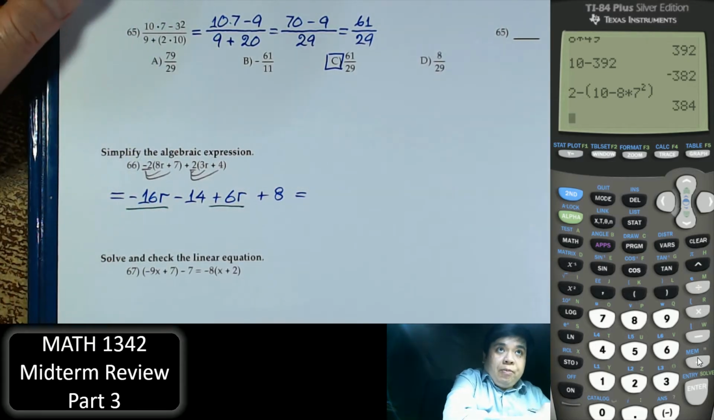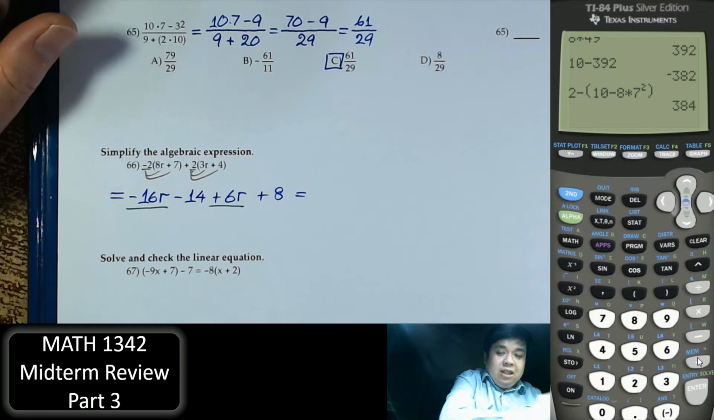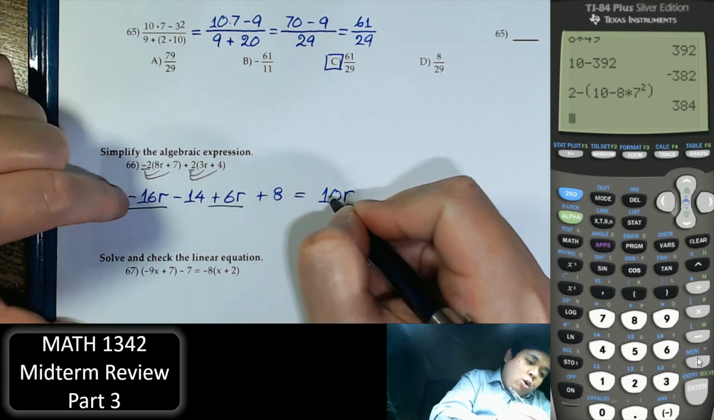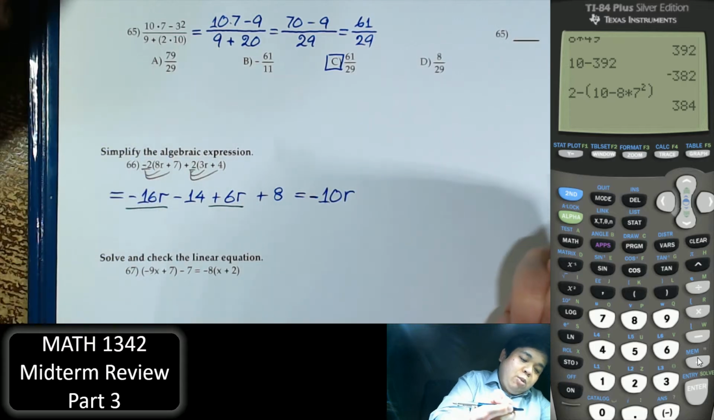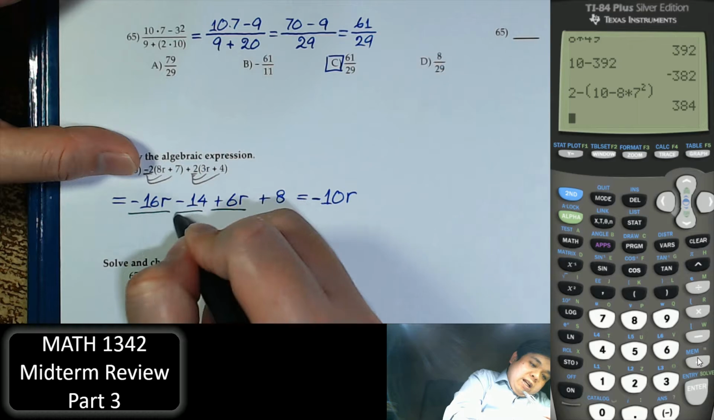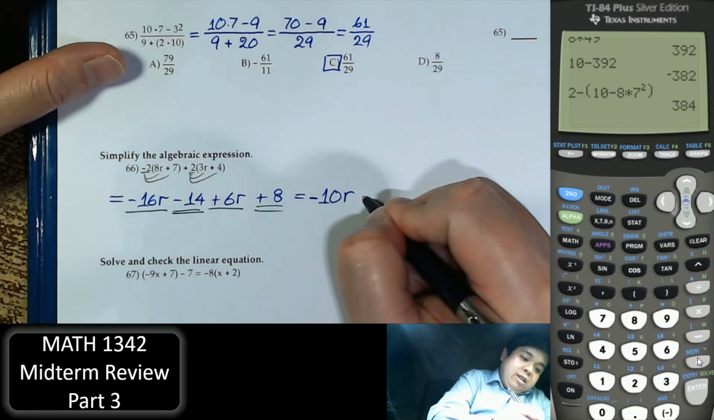and 6. Negative 16 plus 6, they have opposite signs. So 16 minus 6 is going to be 10R, and the sign goes with the bigger magnitude. So negative 10R. And then negative 14 and 8. That will be negative 6.